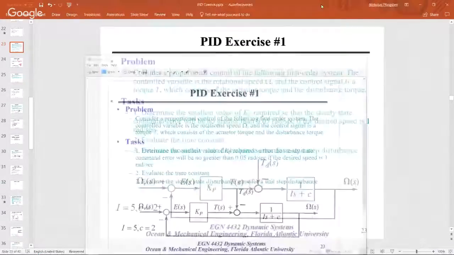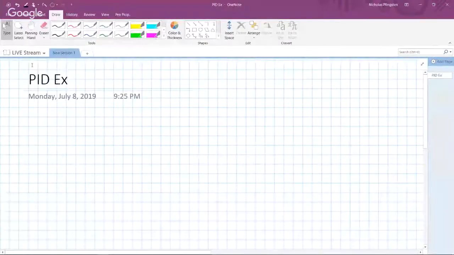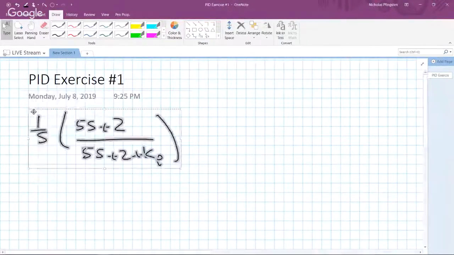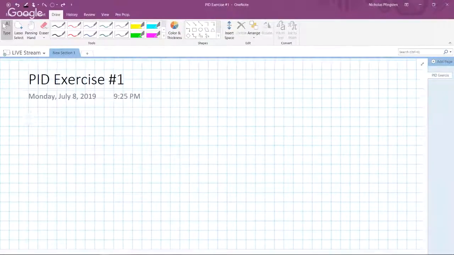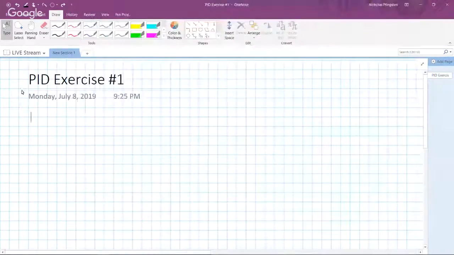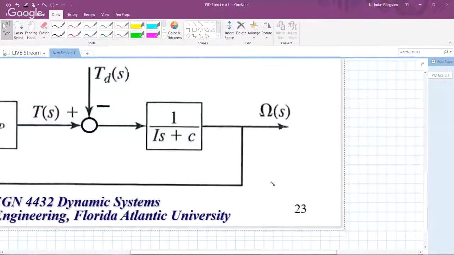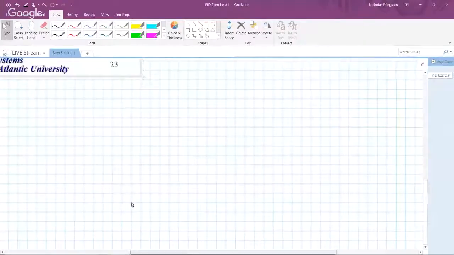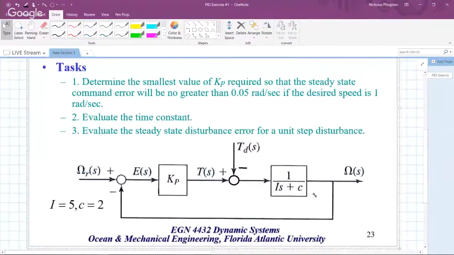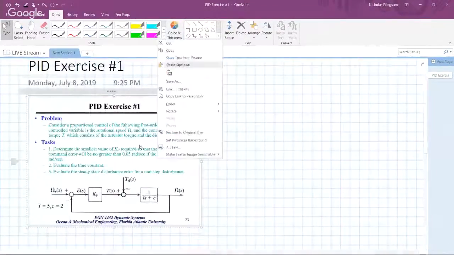So I'm going to snip this problem. Let's call this PID exercise number 1. All right. Let's copy that and drop that in. Bam. Let's make it a little smaller. It's kind of big. A little smaller. Here we go. Set as background.